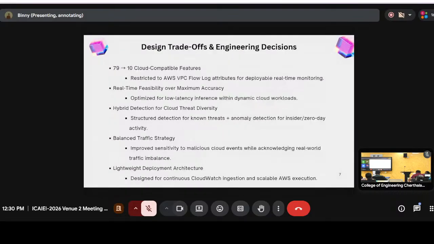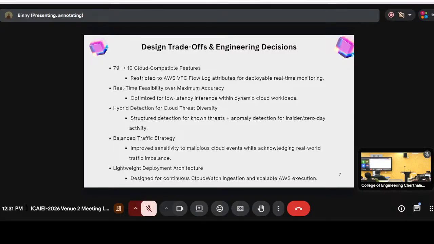So what are the design trade-offs and engineering decisions that we have taken? First, as I've already said, we reduced the features from 79 to 10. Now you might be thinking, will it cost us anything? We did this mainly for AWS-friendly deployment and for real-time feasibility over maximum accuracy, to get low latency inference. We have used CloudWatch, and for hybrid detection and cloud threat visibility, we have structured detection for known threats and anomaly detection for insider and zero-day activity.